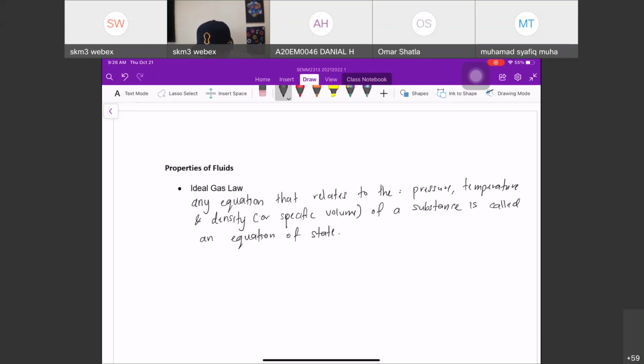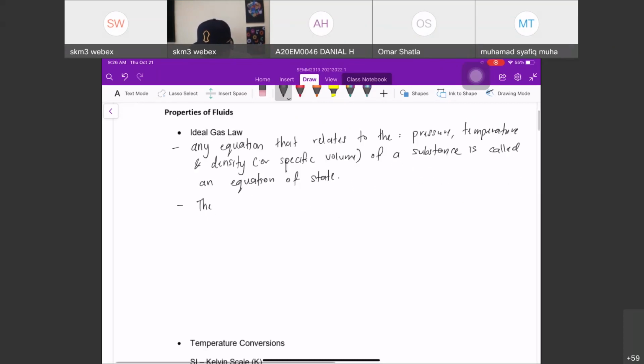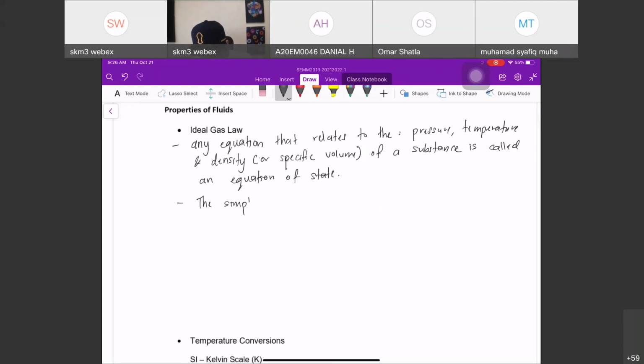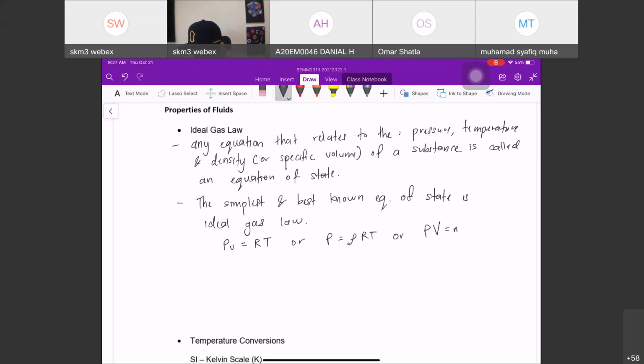The simplest and best known equation of state that we already know is the ideal gas law equation. So PV equals RT. P is pressure, V is specific volume, R is gas constant, and T is temperature. Or P equals rho RT, or you can say PV equals mRT.